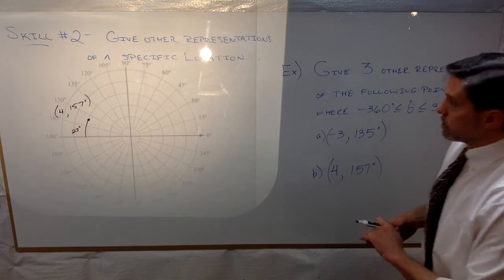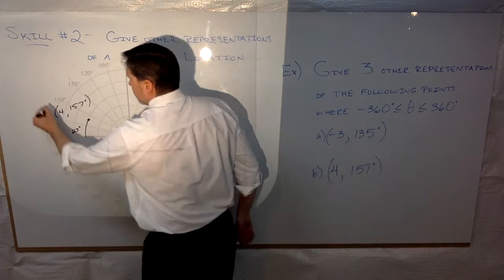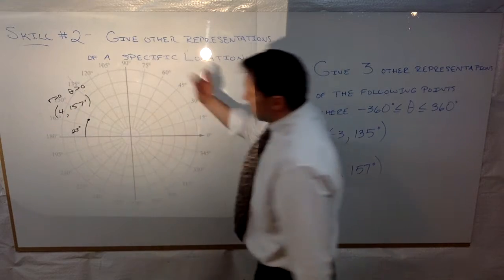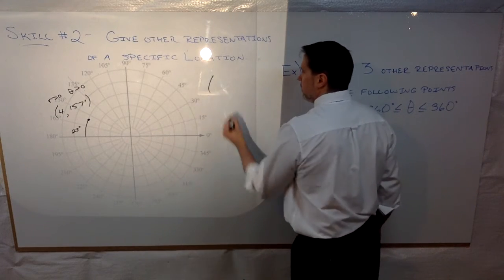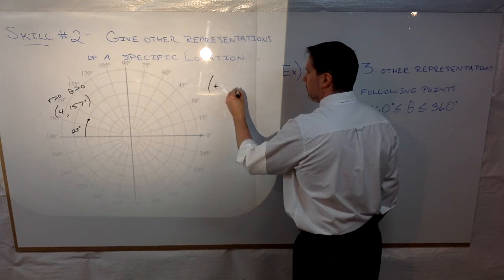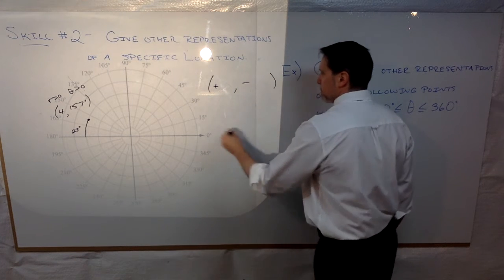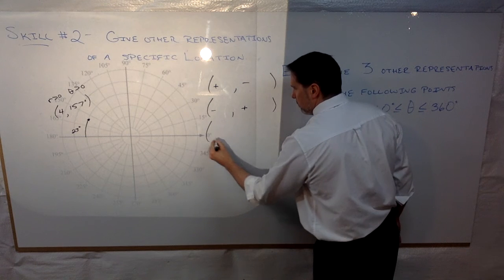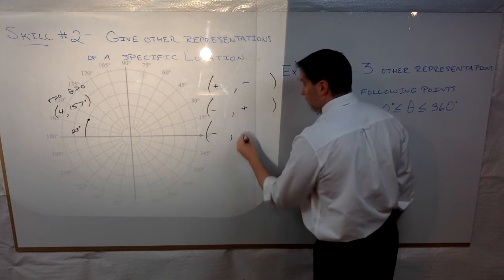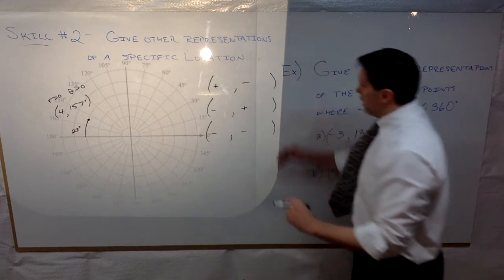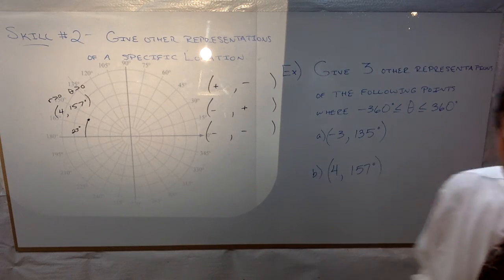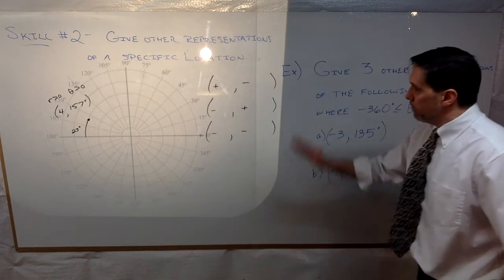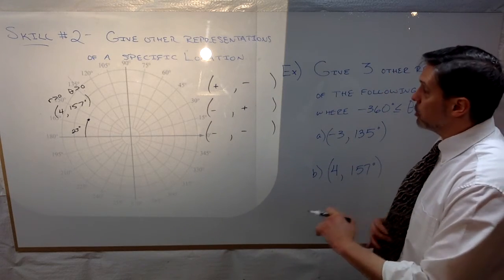All right, so to name these, let's see what we got. We got a positive r, and we got a positive theta, unfortunately. So that's the easiest one. So what do we need? We need a positive r and a negative theta. We need a negative r and a positive theta, and we also need a negative r and a negative theta. That should be the other three that are missing. Now, it doesn't have to be in any particular order, just make sure you have all three combinations there.